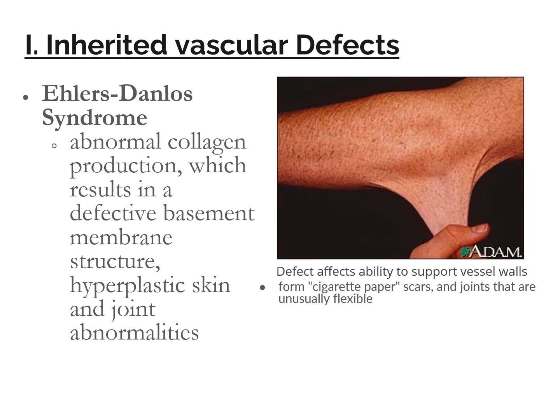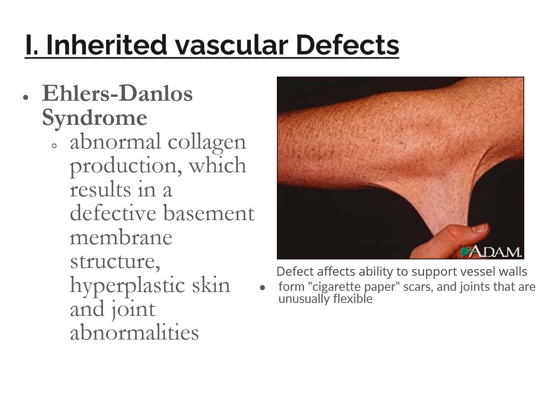The next is Ehlers-Danlos syndrome. This is an inherited vascular defect with abnormal collagen production. This results in a defective basement membrane structure. Therefore, it causes hyperplastic skin and joint abnormalities. This picture shows the unusually elastic skin of a patient with Ehlers-Danlos syndrome.